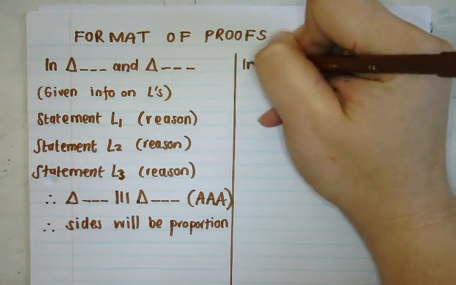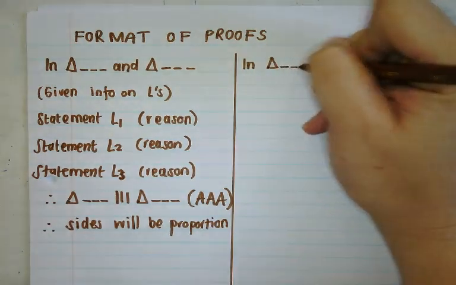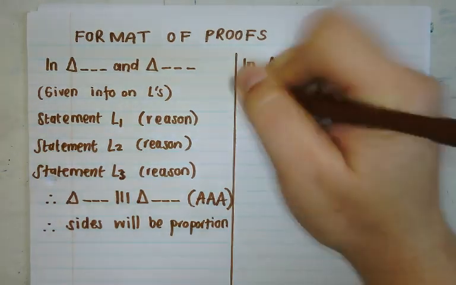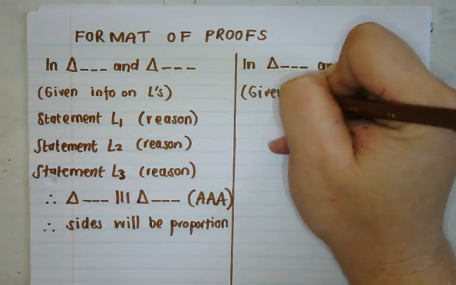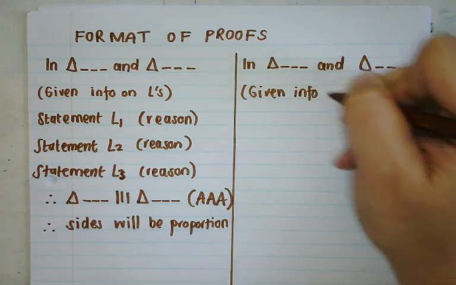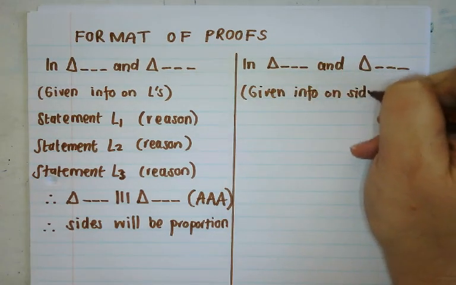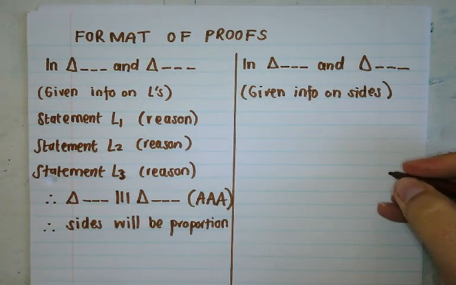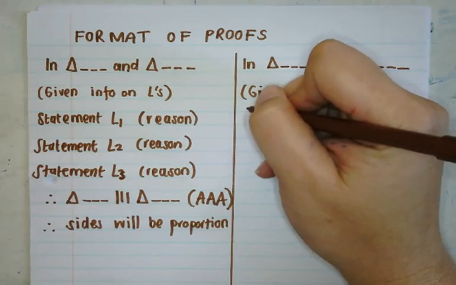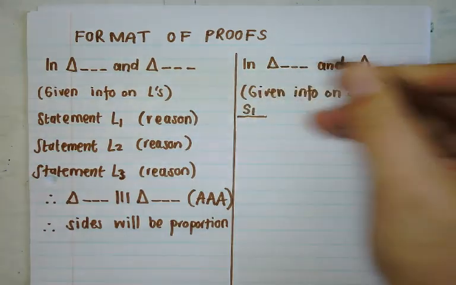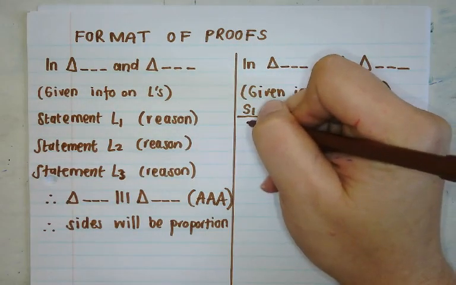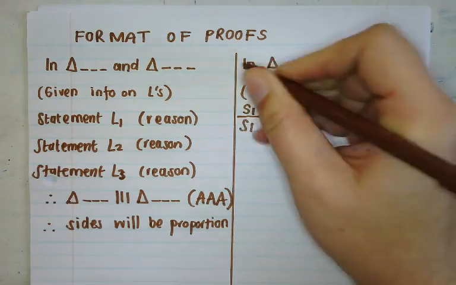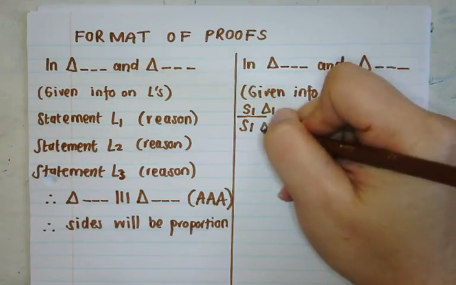In my other option, because there's only two, I also start by introducing the angles. But now I'm given information on the side lengths. I will calculate side 1 in my first triangle over side 1 in my second triangle. So triangle 1, triangle 2.